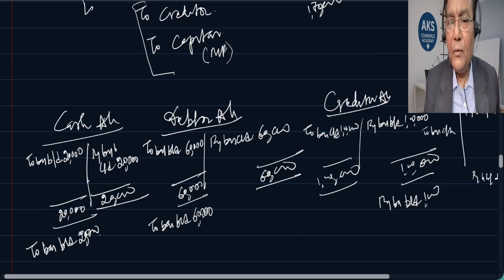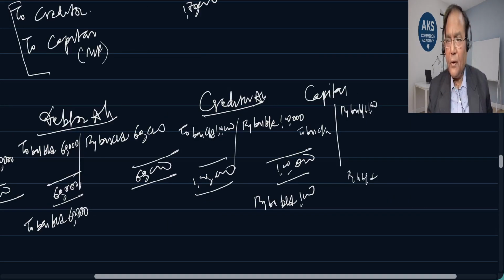So this is the way we prepare the opening journal entry, and from the opening journal entry we post it to the respective ledger in the form of balance brought down. And during the year various transactions happen. At the end of the year we close the particular account, and whatever balance is appearing, if it happens to be a debit balance, it will appear on the debit side.